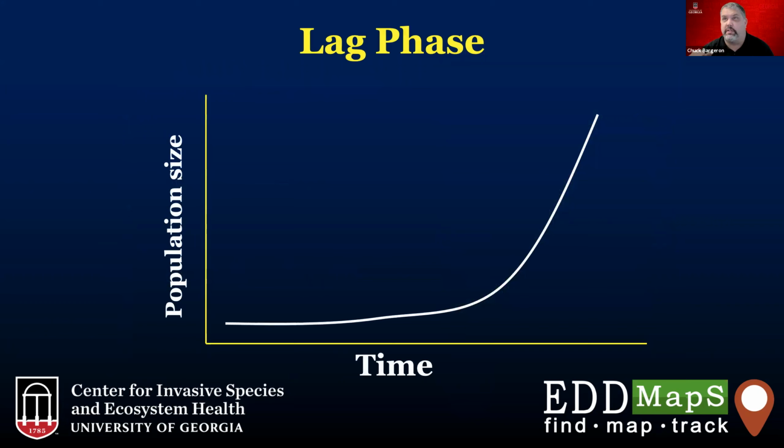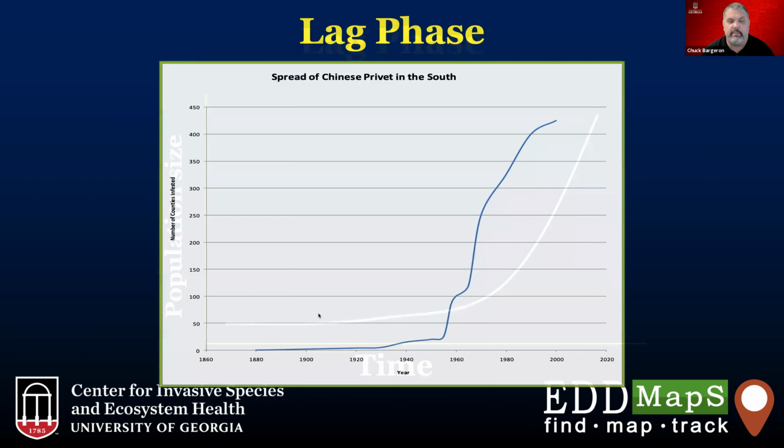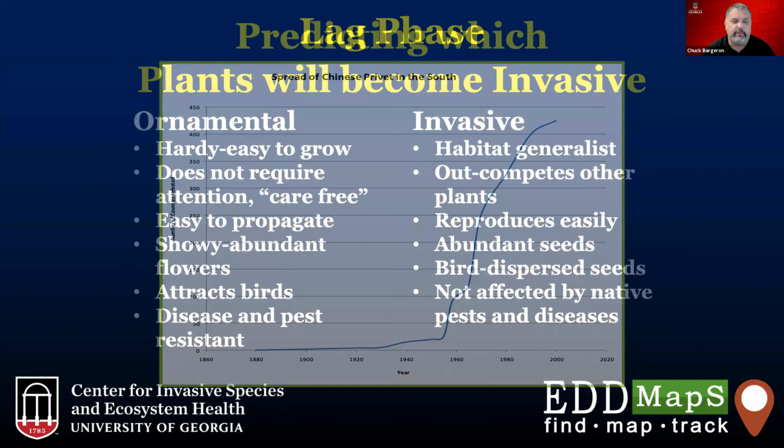But what we're also seeing is that we know where some of these invasive species are. There is this curve where there's a lag phase, and the populations get up to a certain point, and then that's when we see the explosion. So the focus in that case is to do something as we start to see them escape and start to see them being a problem. And it's interesting when you look at something like the spread of Chinese privet in the South, in terms of number of counties infested, how much it really follows that curve.